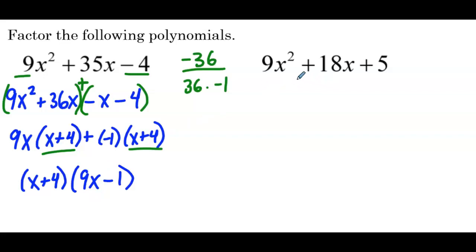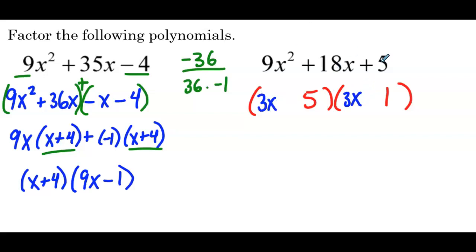Next up, 9x squared plus 18x plus 5. So the constant term is prime. So let's go with the guess and check method. So building backwards, we know 5 and 1 are the only two factors of 5. Now for 9x squared, we can either have 9x and x or 3x and 3x. Well, let's try 3x and 3x first because we don't have to worry about switching them. Right? They'd both be 3x.